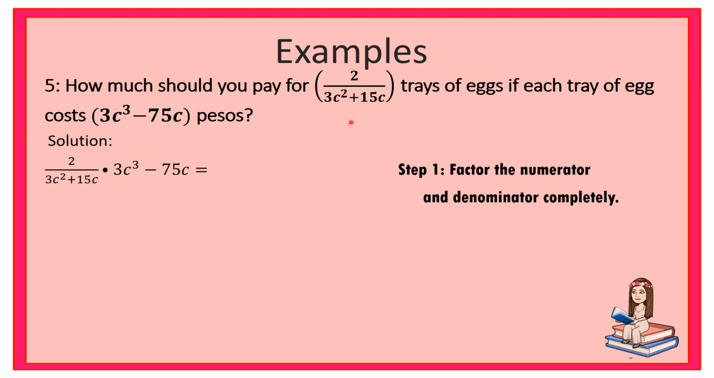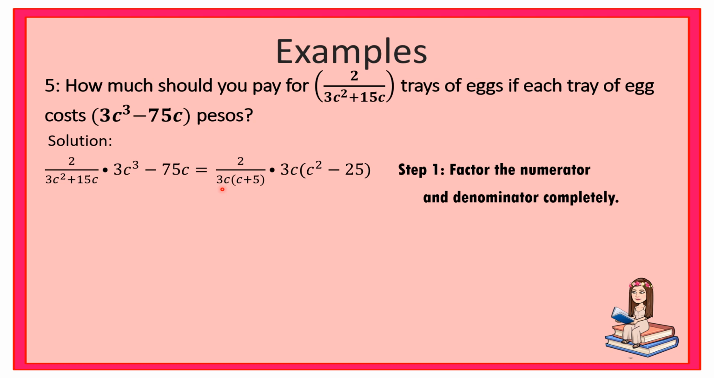So, ito yung bilang ng tray, 2 over 3c squared plus 15c, times ito yung amount ng isang tray, 3c cubed minus 75c. So, let us factor it out. So, we have 2 over. Eto na. Meron siyang common factor, which is 3. Kasi both can be divided by 3, yung 3 at saka yung 15. Also, c squared at saka c, parehas na may c, kaya na-i-move out natin yung 3c.